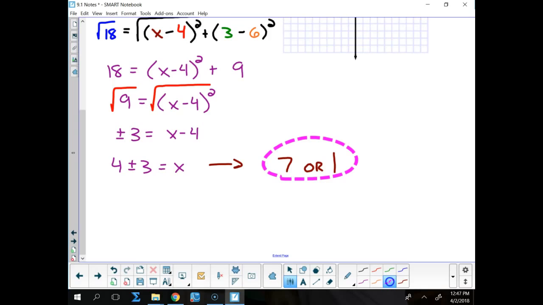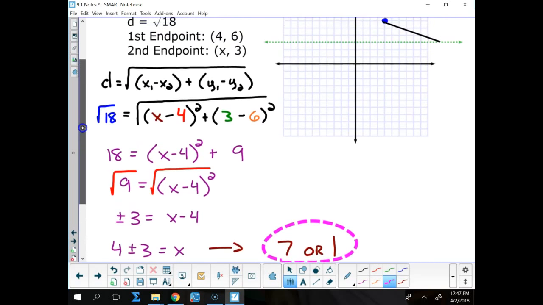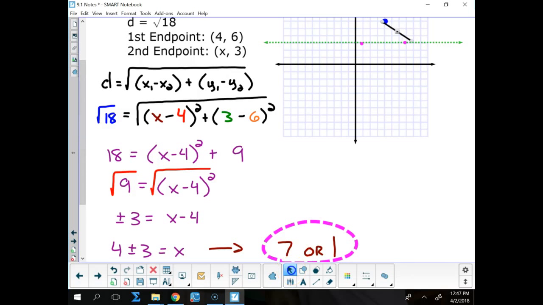What that means is, if I were to go back up here to my picture, if I put my dot there, and 2, 3, 4, 5, 6, 7, I put my dot there, these distances, that distance right there, and this distance right here, are both equal to the square root of 18. If I lock those in.